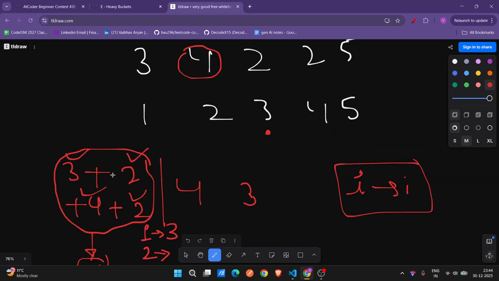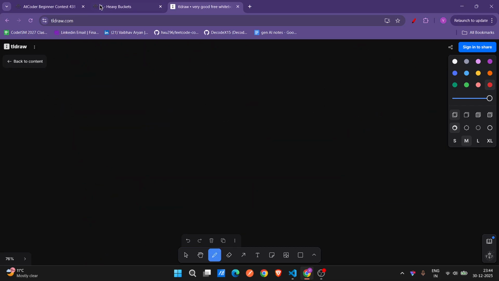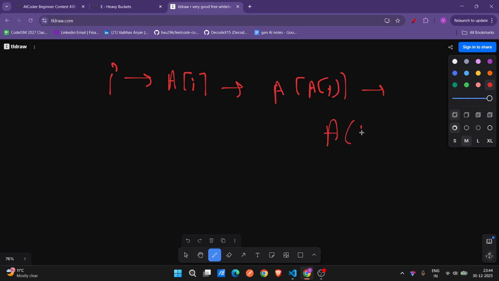Okay, so now the first thing you have to observe is that whenever you have something like i, and then you have to go to a of i, and then again go to a of i, and so on, something of that kind, you should go for graphs.